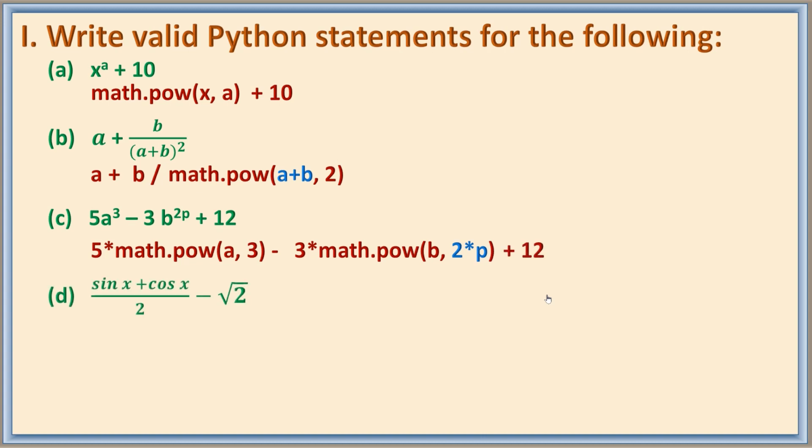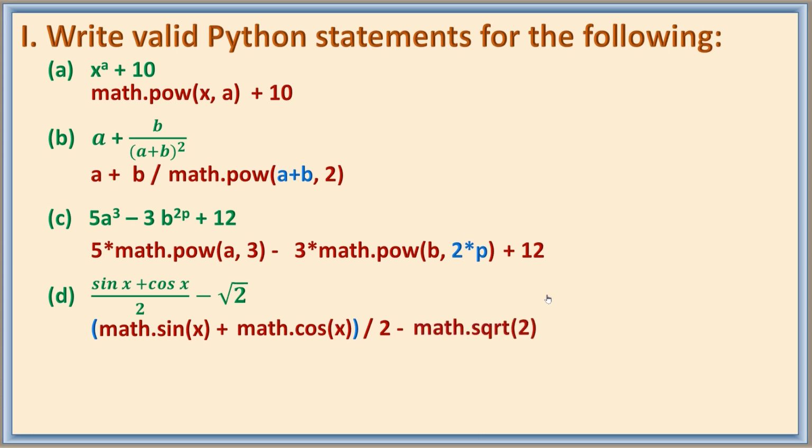Next one, sin x plus cos x divided by 2, that is whole divided by 2, you should note this, minus root of 2. So first we can write sin of x, that is math.sin of x plus math.cos of x divided by 2. If you write like this, this will produce the wrong output. You should remember that sin x plus cos x whole divided by 2, so you should put it inside the bracket like this so that both are added then divided by 2. Otherwise what happens? It calculates cos x by 2 and then adds it to sin x, so the result goes wrong. Now minus math.sqrt of 2.